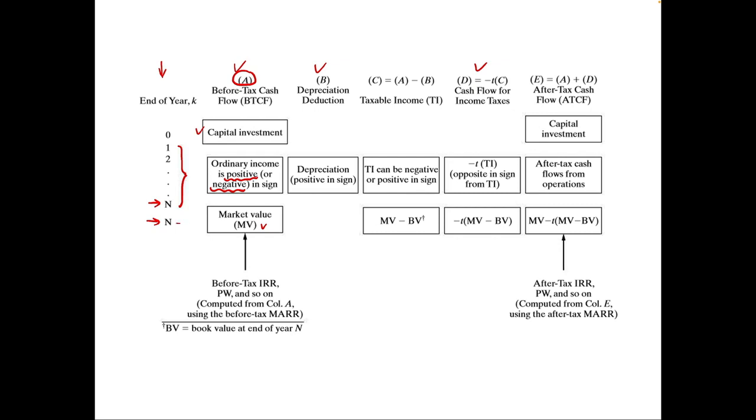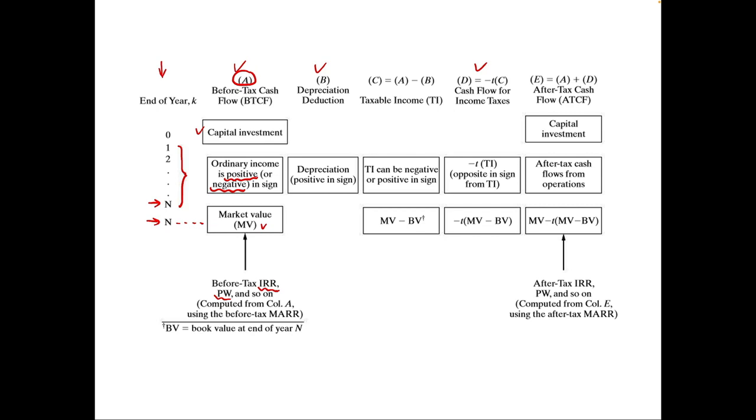And then in the end, except for those cash flows, you still have the market value if it's possible. So this is the before-tax cash flow, and we can use the PW method or the internal rate of return method to calculate if this project is a good one or a bad one based on the before-tax cash flow. But it's not a real cash flow.